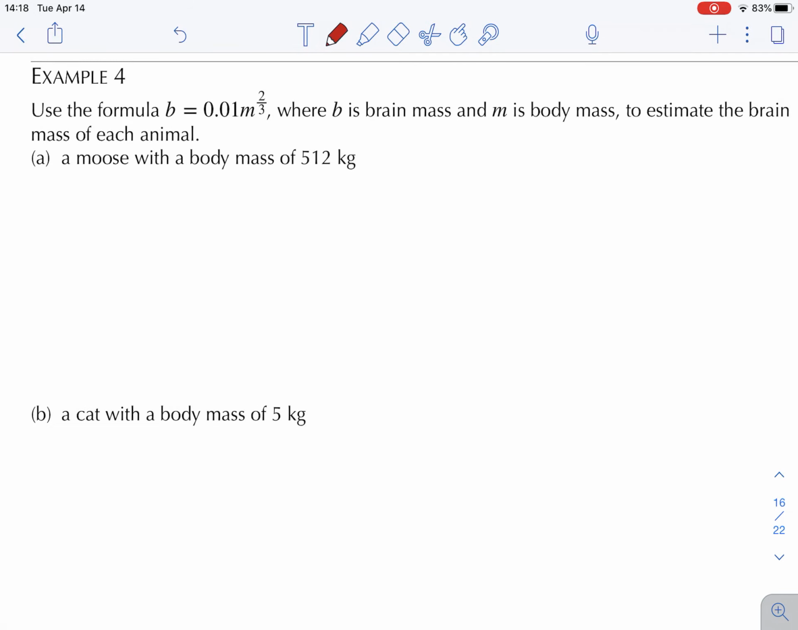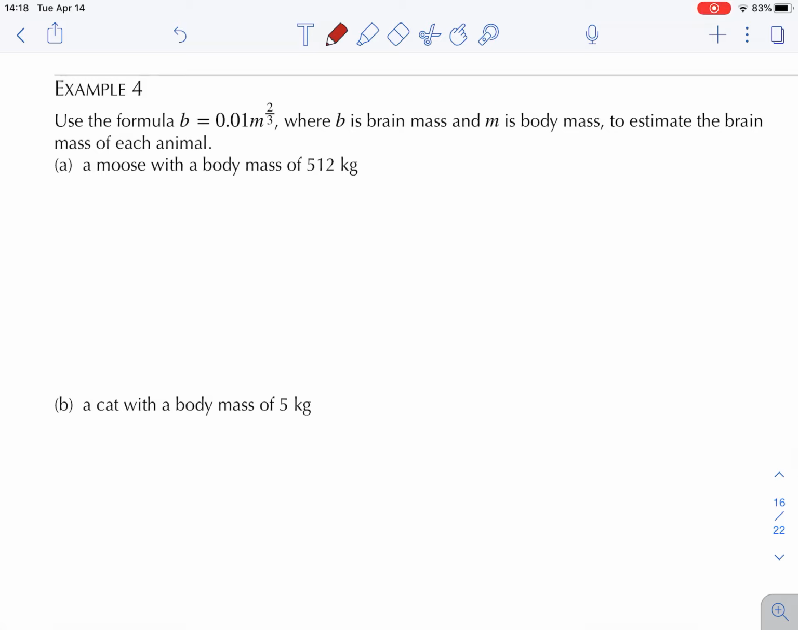Example number 4. Use the formula b equals 0.01 m to the power of 2/3, where b is the brain mass and m is the body mass, to estimate the brain mass of each animal. So b stands for the brain mass given a certain animal's body mass. So basically means a bigger animal is going to have a bigger brain. All right, so a moose has a body mass of 512. That is our m. Body mass is m.